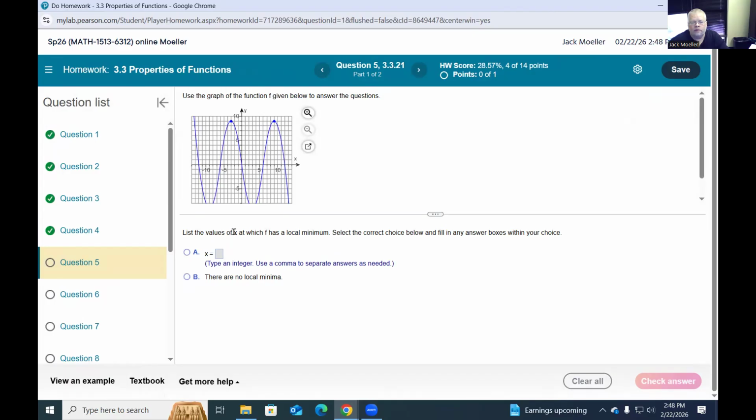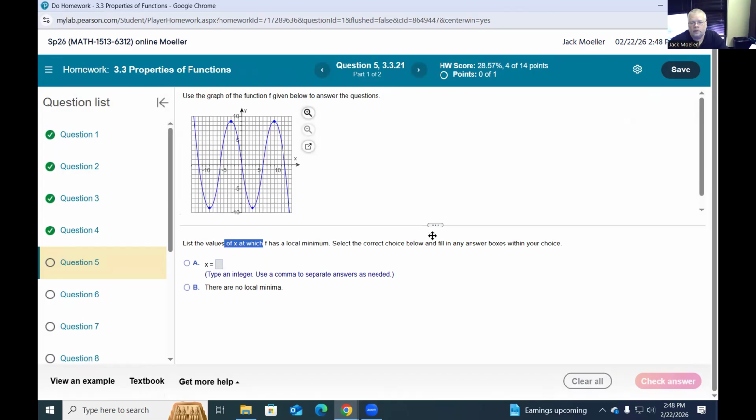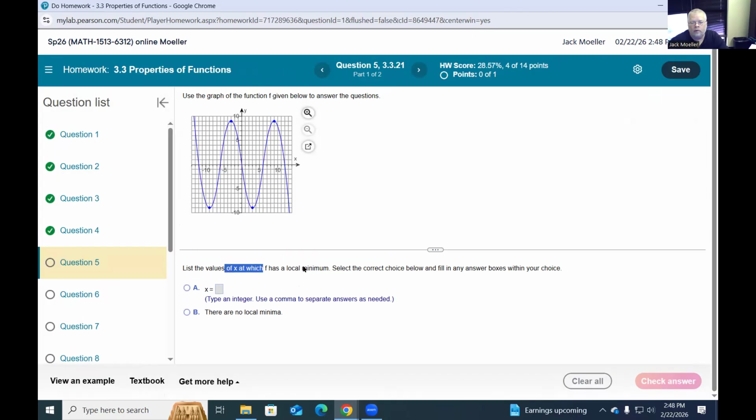So list the values of x, and they are nice at putting the x equals out here, at which it has a local minimum. So it says what are the x values, not the y values. And we want local mins. And so what are we looking for with local mins? We're looking for minimums or valleys. So how many valleys do we have on this graph? There's 1, there's 2, and that's it, because that's not a valley.